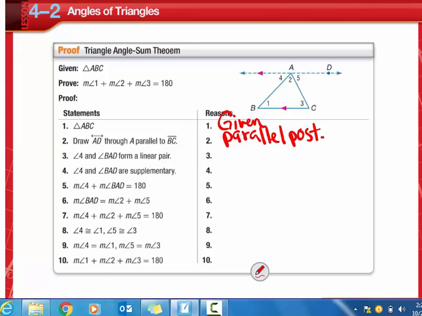It's the parallel postulate. Angle 4 and angle BAD form a linear pair, and this is just the definition of a linear pair. Angle 4 and angle BAD are supplementary. Well, that's the supplement theorem. It says that if two angles form a linear pair, they are supplementary.